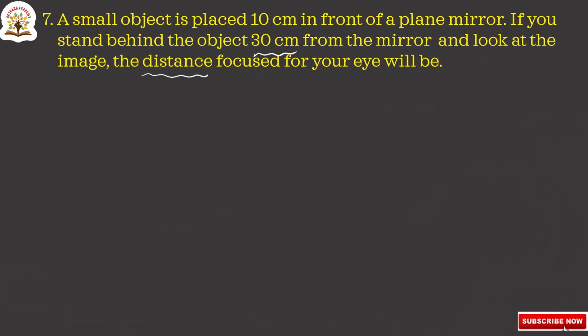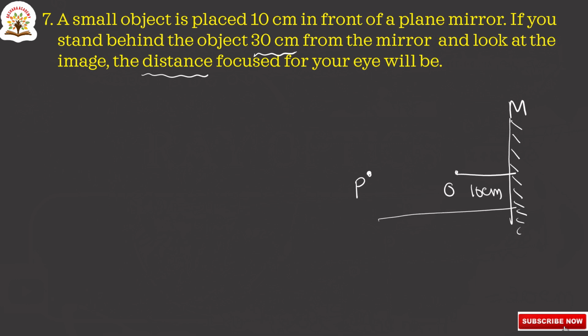So now see this, here we are taking P as the object, and this is the plane mirror, and from here to here the object distance is 10 centimeters. Now here the position of this, we are standing at a position 30 centimeters from the mirror. So from here to here 30 centimeters.